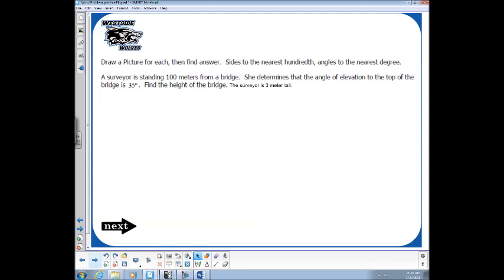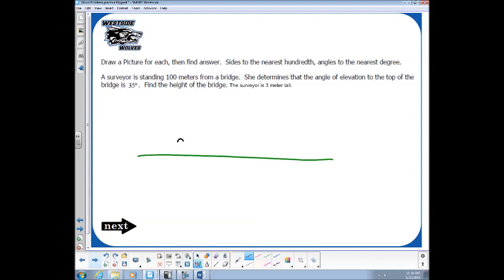Alright, so here's our first word problem. Okay, we're going to draw a picture, find the answer. Our sides need to be to the nearest hundredth and our angles to the nearest degree. It all depends on the worksheet of how you're going to work that. So first we have a surveyor standing 100 meters from a bridge. So I guess we need a little picture here. So here's my ground.